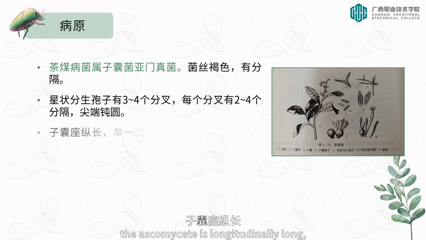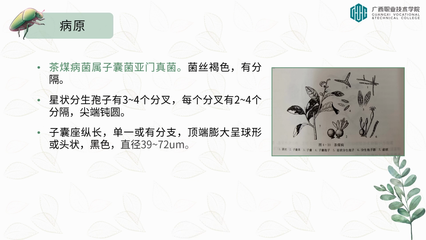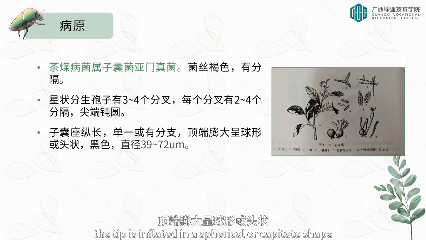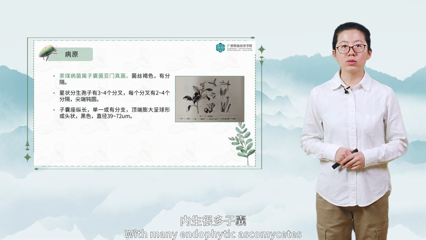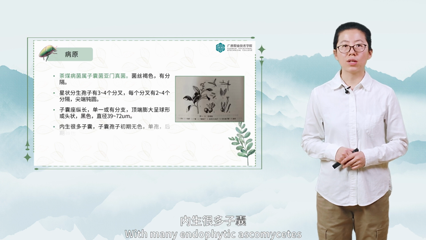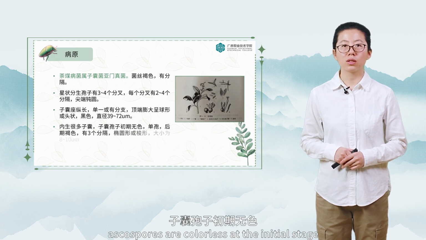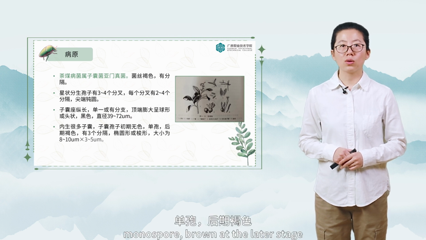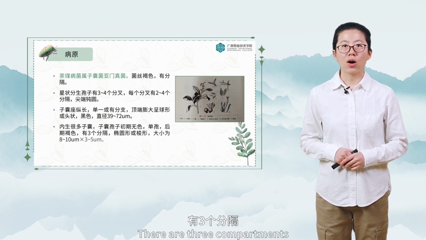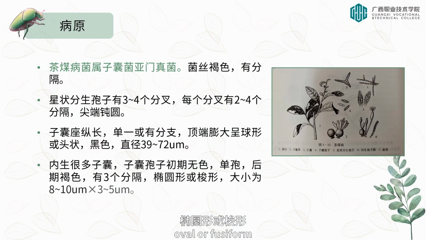The ascomycete is longitudinally long, single or branched. The tip is inflated in a spherical or capitate shape. Black, 39 to 72 UM in diameter, with many endophytic ascomycetes. Ascospores are colorless at the initial stage. Monospore, brown at the later stage. There are 3 compartments, oval or fusiform, 8 to 10 UM by 3 to 5 UM in size.